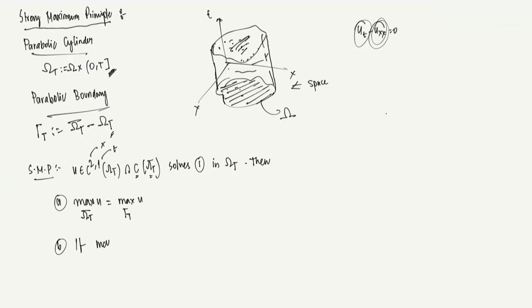If the maximum of u in omega t bar is attained at u(x0, t0), where (x0, t0) is not in the parabolic boundary, that is, (x0, t0) is in omega t, then u is constant in omega t0 bar. Is it okay? So that's the maximal principle. Basically you can replace maximum with minimum and it still holds.